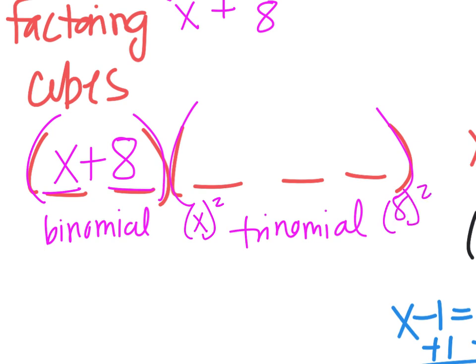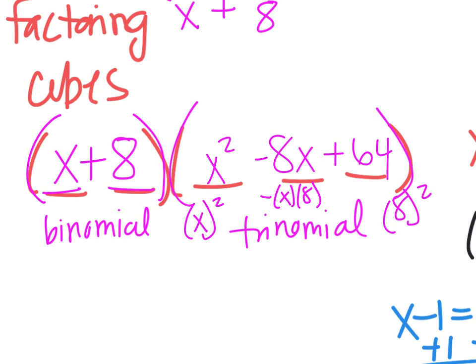And in the middle, you multiply them times the opposite. So we would do negative x times 8. That would give us x squared minus 8x, and then a positive 64. Now from here, if you were to continue to solve, which I know you can, you would do x plus 8 equals 0 and solve.